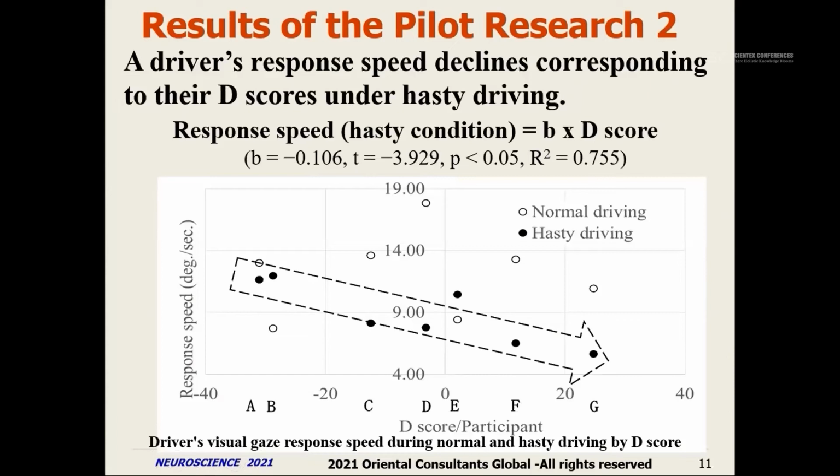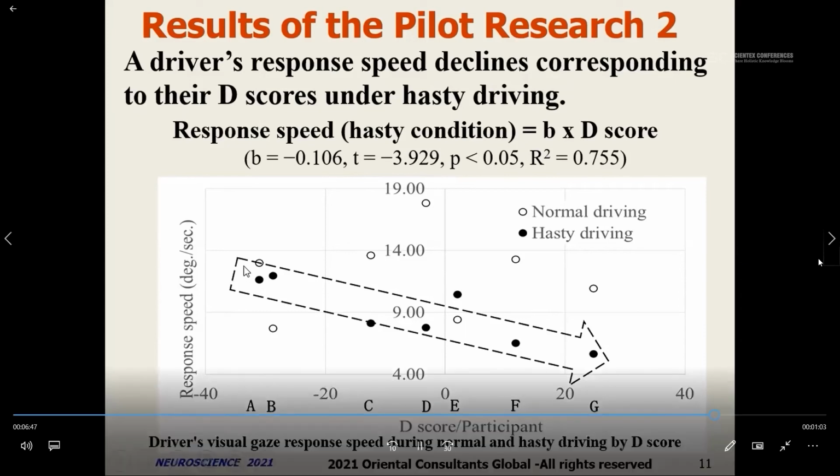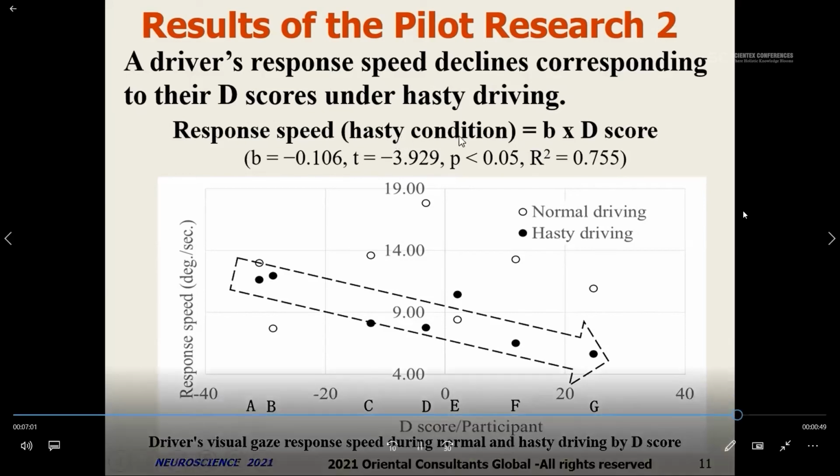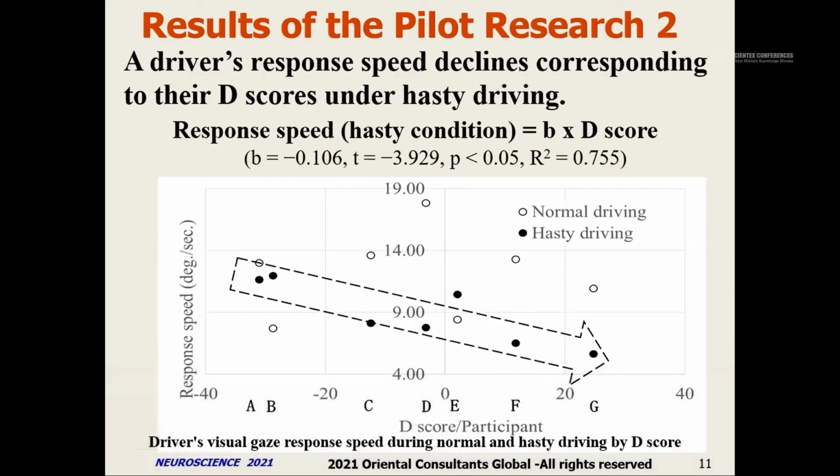Then, as shown in the scatter diagram here, a driver's response speed declines corresponding to their D-score under hasty driving. So the D-score effect on the response speed was obtained from the simple regression analysis.